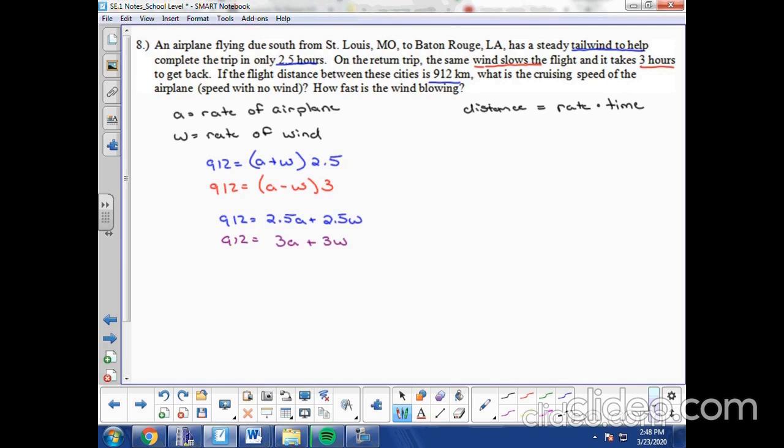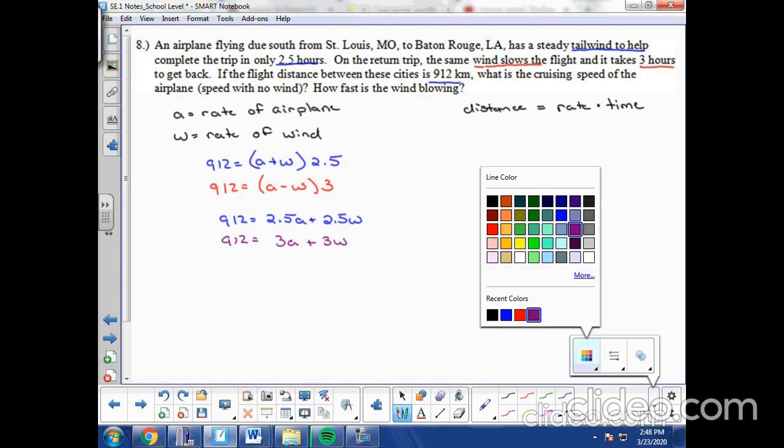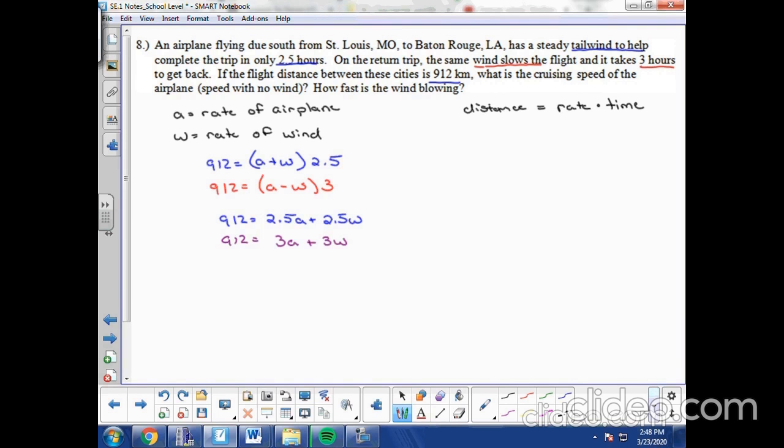So let's actually graph this. In order to graph this, we need to get either A or W by itself. Let's take the first equation and get A by itself. What I would do here is subtract 2.5W from both sides. So 912 minus 2.5W equals 2.5A. Now I need to divide by 2.5 to get A by itself.